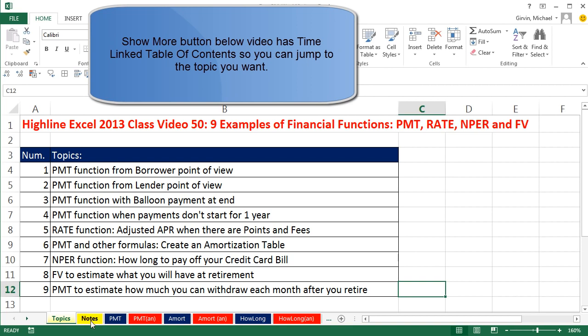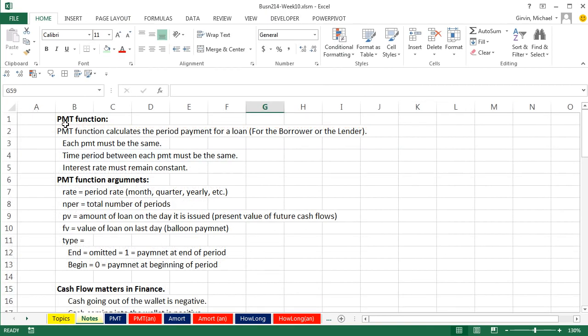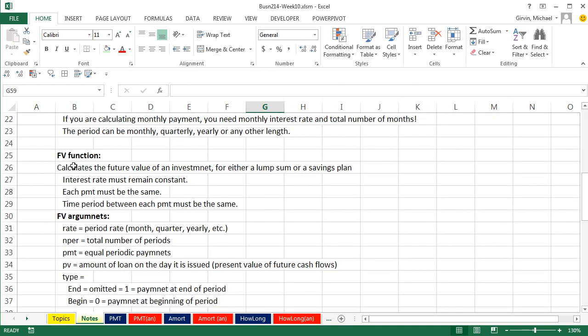Now let's go over to this note sheet. Now we're going to talk about the PMT function, and that calculates the amount of your payment on a loan and other periodic payments. We'll also talk about the future value function. That tells you how much, if you put some money in a bank or you have a savings plan, how much you'll have later in the future.